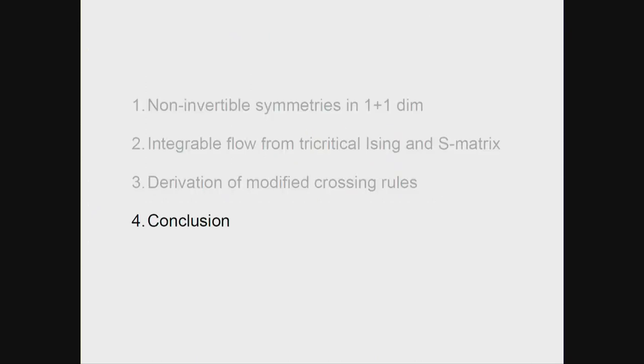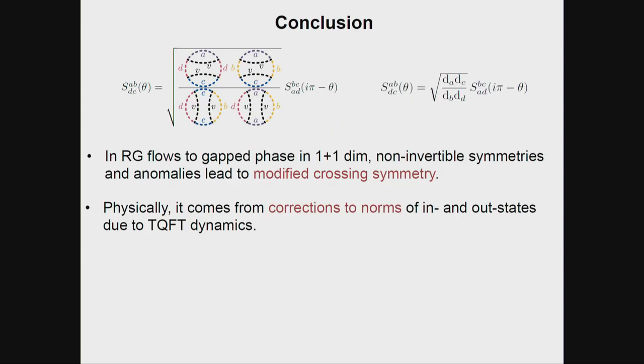Okay, so let's move on to the conclusion. So this is basically a two-equation summary of what I just said. The crossing symmetry gets modified, and the factor that goes into the modified crossing can be computed by fusion category, and it's given by the networks of lines. And the main message is that theories in 1+1 dimensions which have categorical symmetries often lead to modified crossing symmetry, which was missed in the literature in the past.